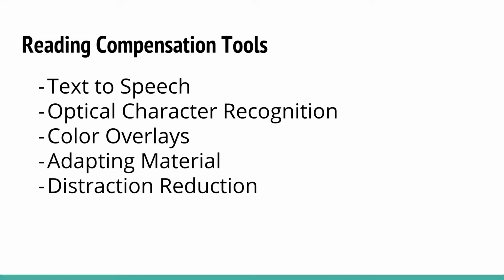So when we look at compensation tools, these are the major categories of assistive technology for students in the area of reading for compensation. So we have text-to-speech, which we already looked at, which is just reading text aloud. Optical character recognition, which is called OCR. Does anyone know what OCR is?